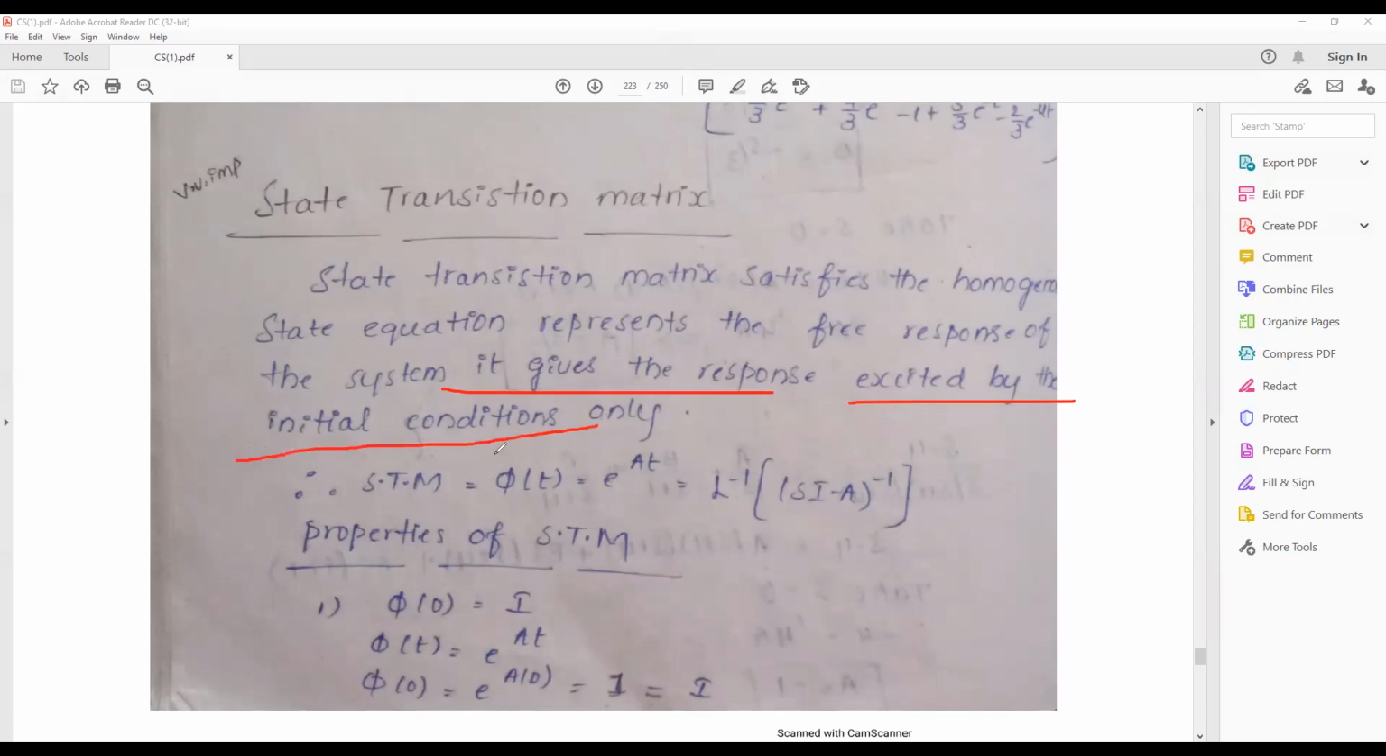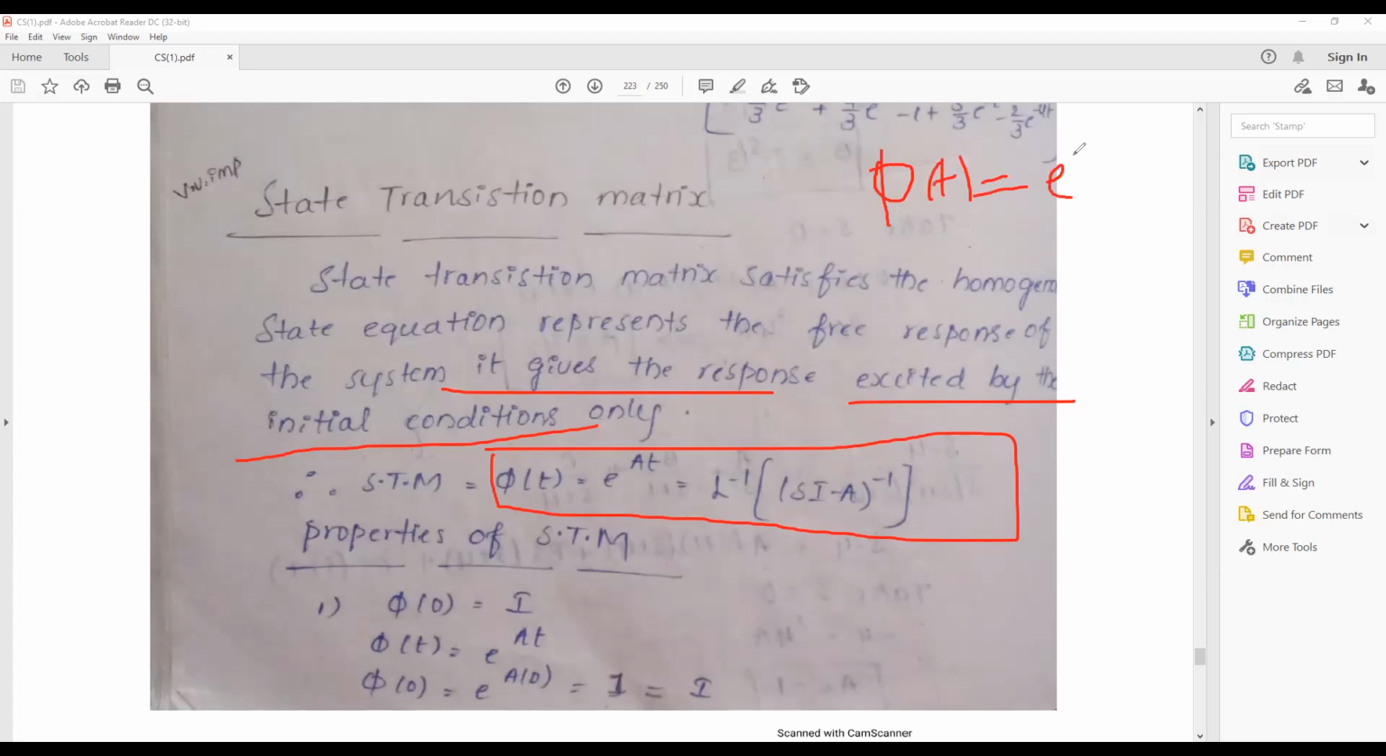The formula of the state transition matrix is phi of t is equal to e power at, which is equal to Laplace inverse of (sI minus A) whole inverse. So the formula of the state transition matrix phi of t is equal to e power at, and the Laplace inverse of (sI minus A) whole inverse.